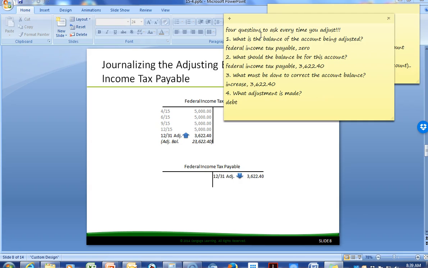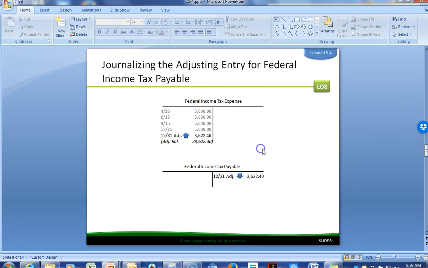And we have to do that by debiting federal income tax expense by $3,622.40, and then crediting federal income tax payable by $3,622.40. So let's see how that looks on our sheets.